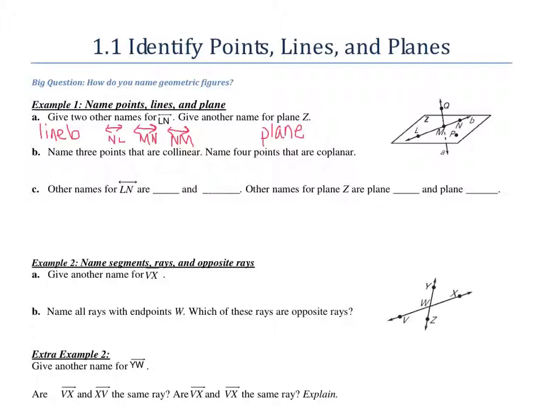So plane MNP is one option. I could switch those in any order. I could also write plane LNP or plane LMP. We have to have 3 points. Again, I could switch the order around. They can be in any order. The 3 letters can be in any order, but they cannot be on the same line.